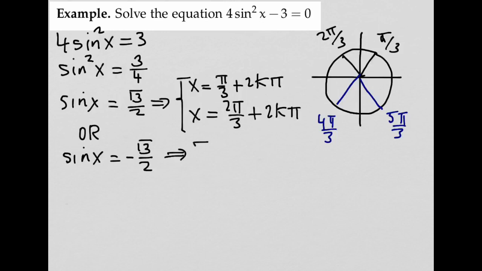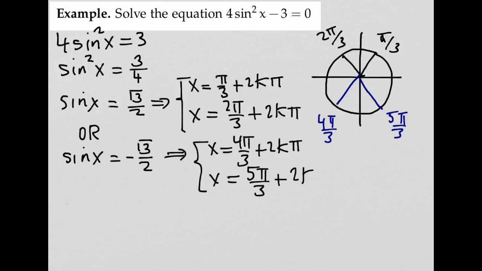So the second equation gives x equals 4 pi over 3 plus 2k pi, or x equals 5 pi over 3 plus 2k pi. In all of these four cases, k is an integer. So the general solution of 4 sine squared x minus 3 equals 0 is x equals pi over 3, 2 pi over 3, 4 pi over 3, 5 pi over 3, plus the integer multiples of 2 pi.